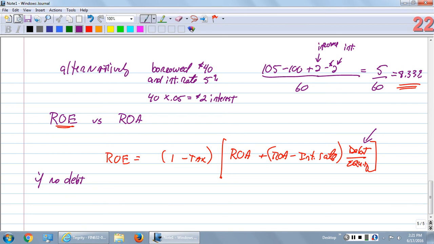then we would say ROE is simply equal to ROA times 1 minus the tax rate. Alternatively, they also point out that if your ROA and your interest rate are the same, this is going to hold as well. ROE will equal your ROA times 1 minus the tax rate. So this shows us that typically ROE is going to be higher than ROA.